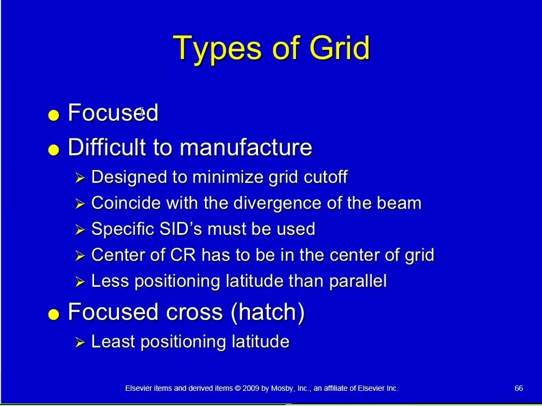The most common grid type in use today is a focused grid, and a focused grid is very difficult to manufacture. They're designed to minimize grid cutoff. Unfortunately, there are certain positioning errors that maximize grid cutoff with a focused grid over a parallel grid. The way that they are focused is the grid lines cant, C-A-N-T. It's not with an apostrophe like cannot, but cant. That means lean. They lean to coincide with the divergence of the beam, so they have to be used with specific SIDs.